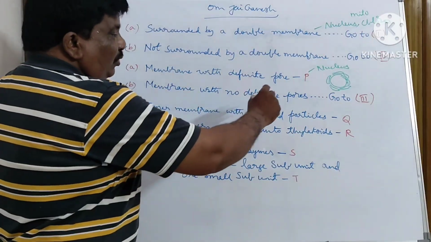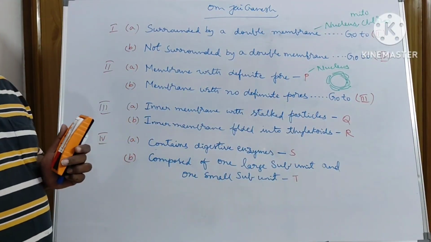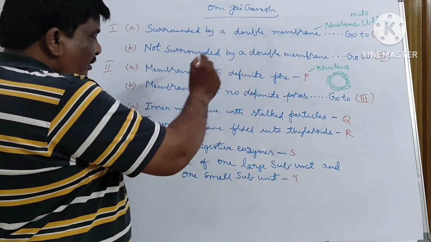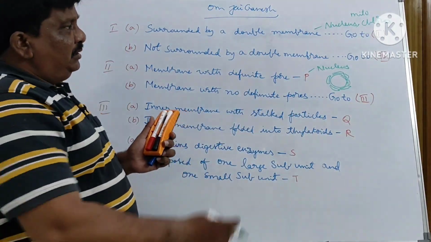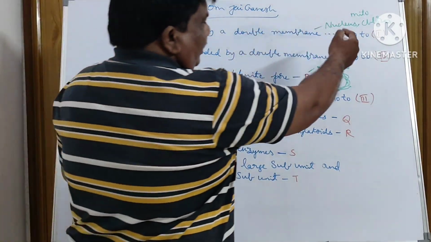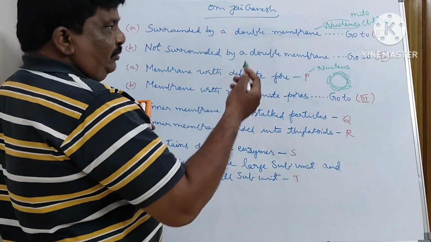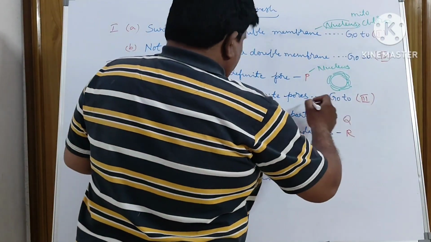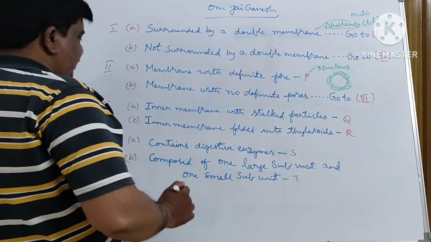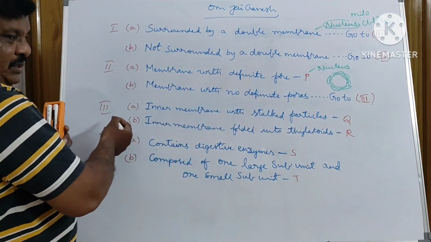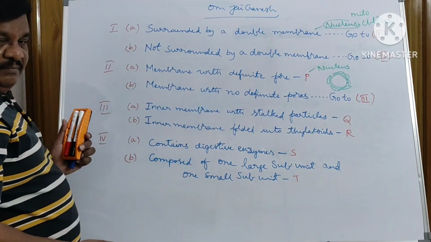The membrane with no definite pores. So this is surrounded by double membrane with no pores. The 3 double membrane structures are mitochondria, nucleus and chloroplast. In that, nucleus is already completed and the remaining are mitochondria or chloroplast. So these structures may be mitochondria or chloroplast. So come to A. Go to 3, he said. We have to see the third Roman in the A statement.